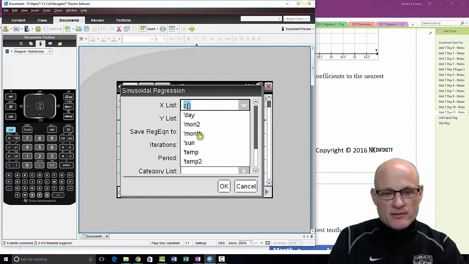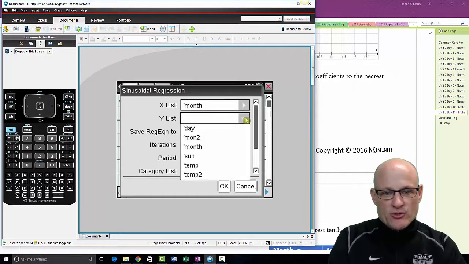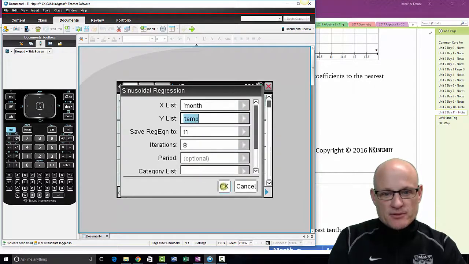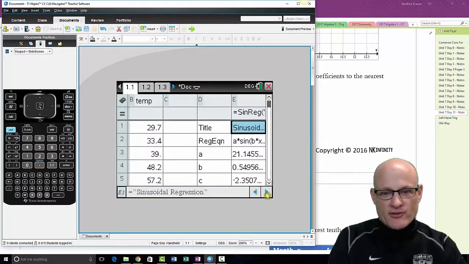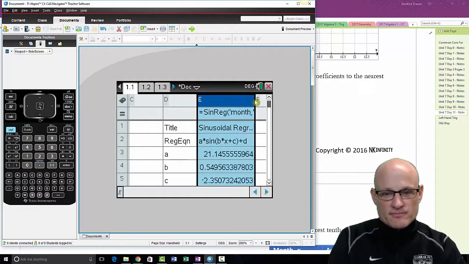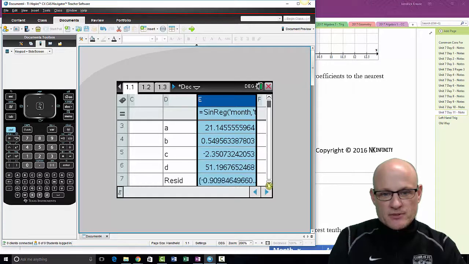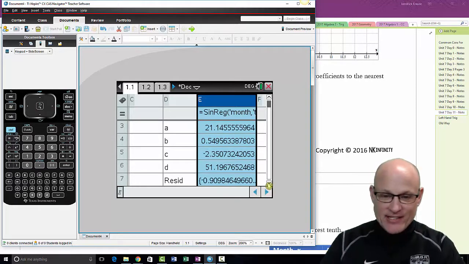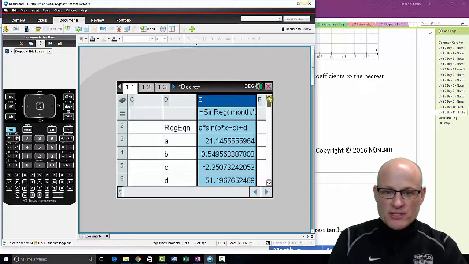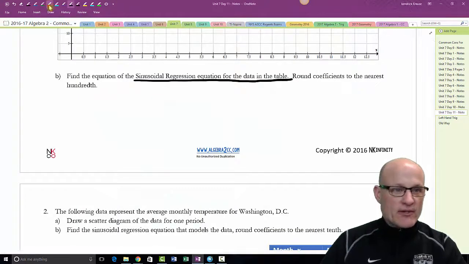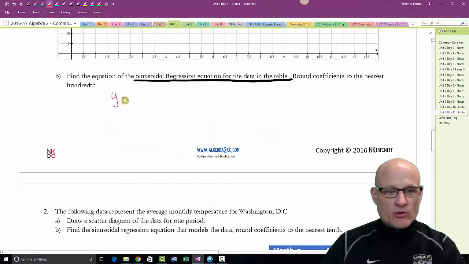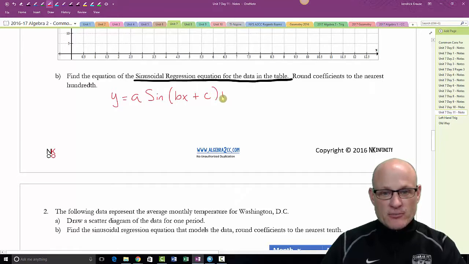I use month and I use temp. And I click OK. So there's my sinusoidal regression equation. It's A times sine of BX plus C, plus D. So I need to have an A, B, C, and D. So let's get those. First, let's get the equation written down. The equation is going to be Y equals A sine of BX plus C, plus D.